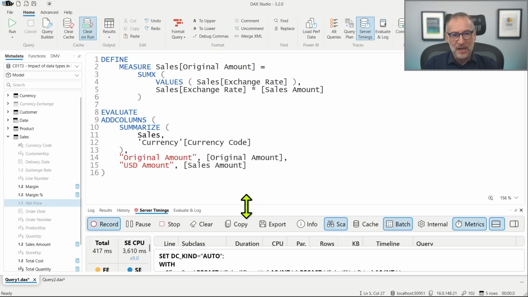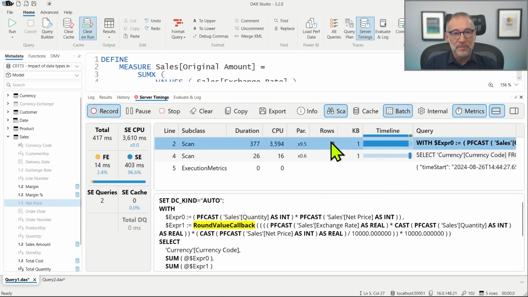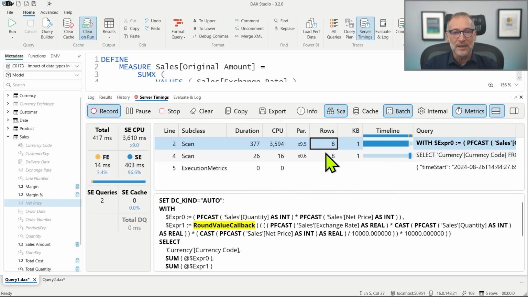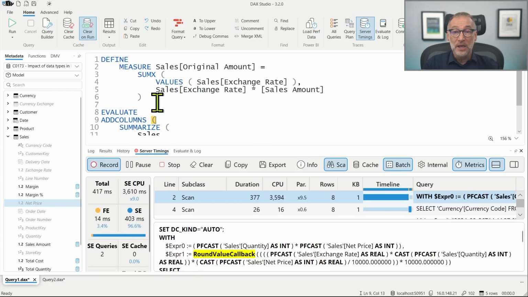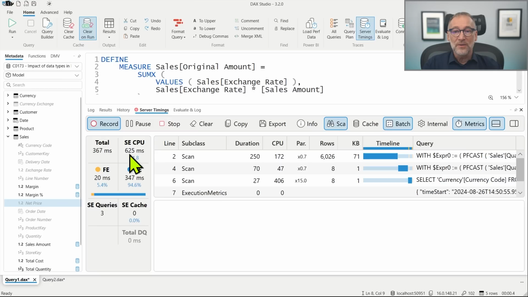If we take a look at the server timings again, please take a look at the number of rows which are being returned by the two queries. It's 8 rows here, and this is a tiny query that only retrieves the currency code, so we are not interested in that. But I'm retrieving 8 rows, and I'm taking 3.5 seconds to do that. If I change the code of sales amount of original amount by iterating sales exchange rate and I execute the code, the numbers will be different. The most important thing is that now the storage engine CPU went down to 600 milliseconds. It was more than 3 seconds, now it's around half a second.